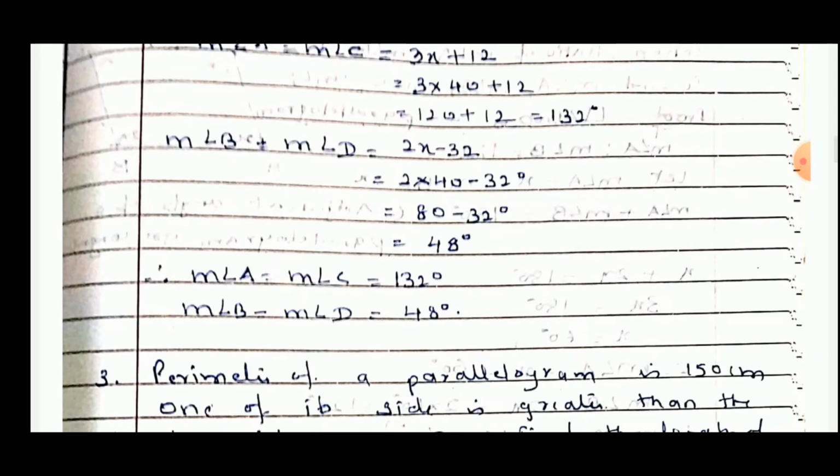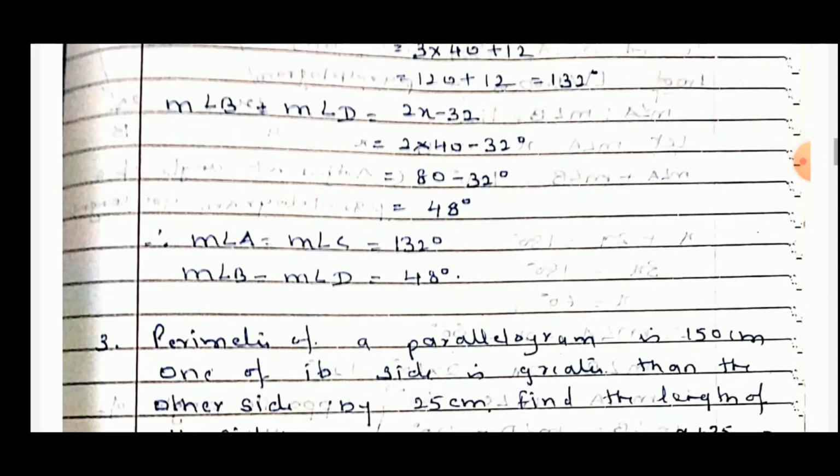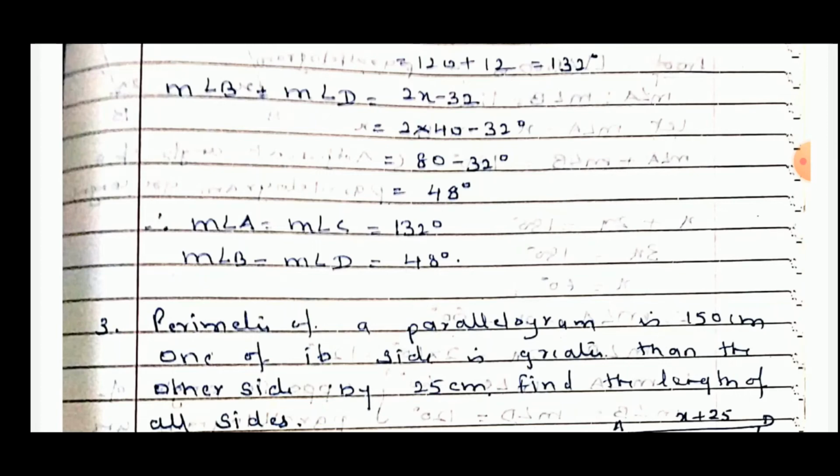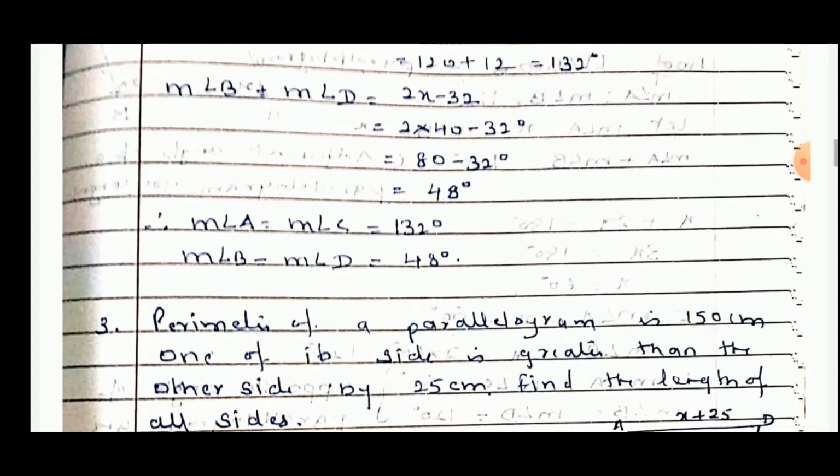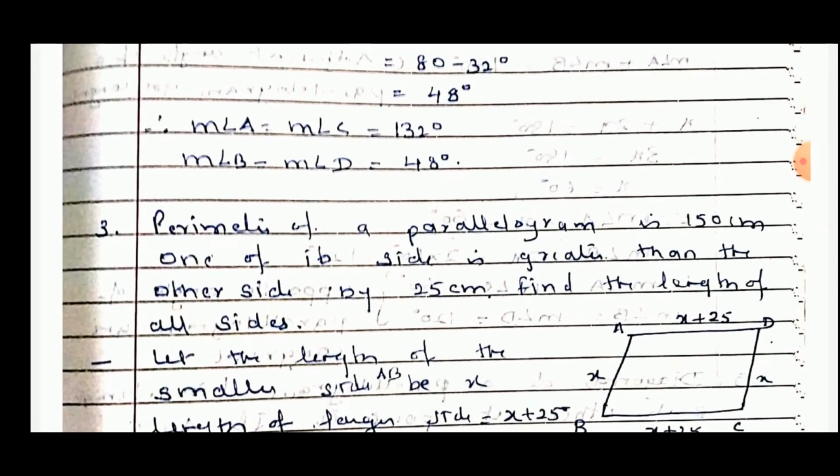And measure of angle B equal to measure of angle D is equal to 2x minus 32. It is 2 into 40 minus 32, that is 80 minus 32 equal to 48 degrees. So measure of angle A is equal to measure of angle C is 132 and measure of angle B equal to measure of angle D is equal to 48.